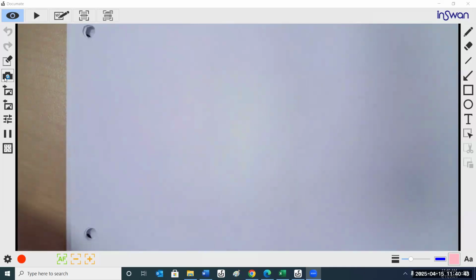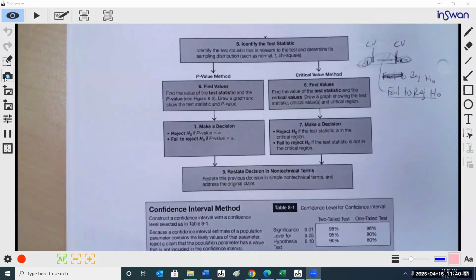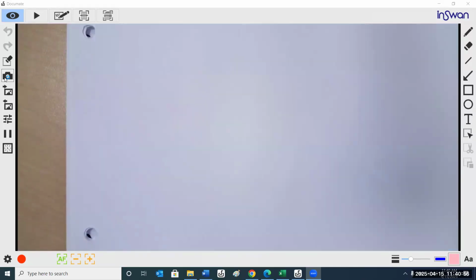Okay, step 5. Where's my chart? Step 5 said identify the test statistic. So step 5 says identify.